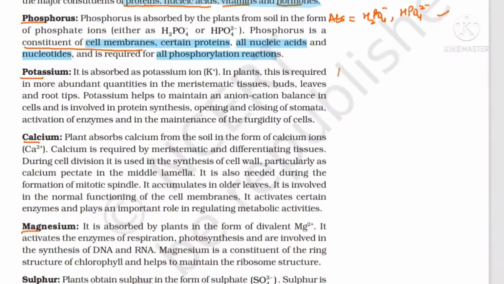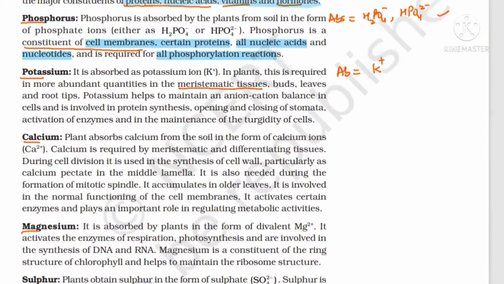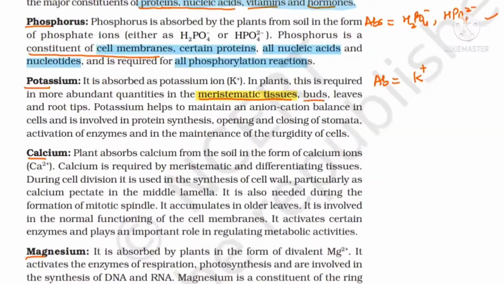Now potassium. Potassium is absorbed in the form of K plus ion. It is also required by the meristematic tissue. Now try to synchronize the area beta, please. If you see, meristematic tissue was given here for nitrogen also. And meristematic tissue is given for potassium. It is required by the meristematic tissue. It is required by the buds, leaf, and root tip.